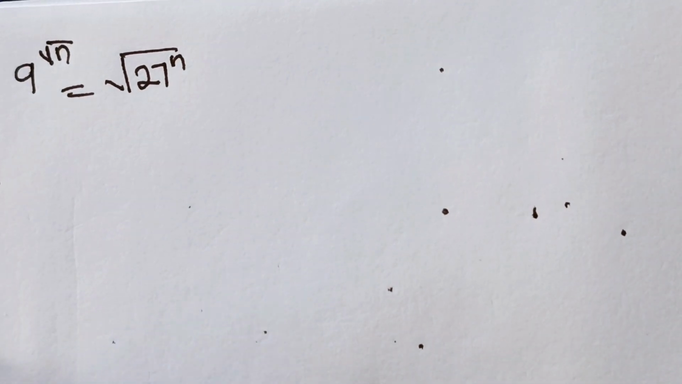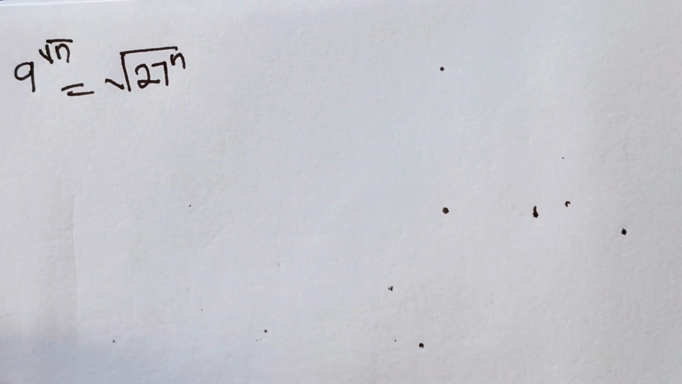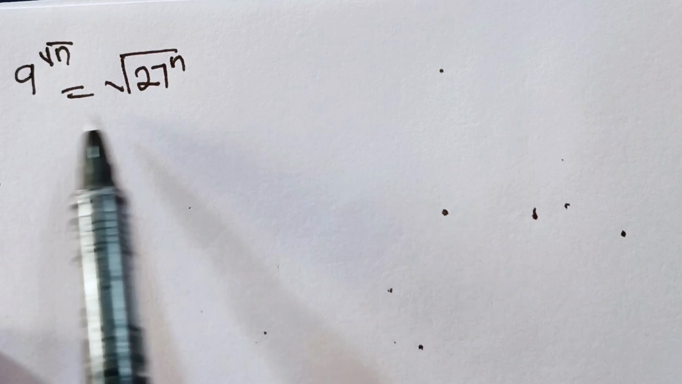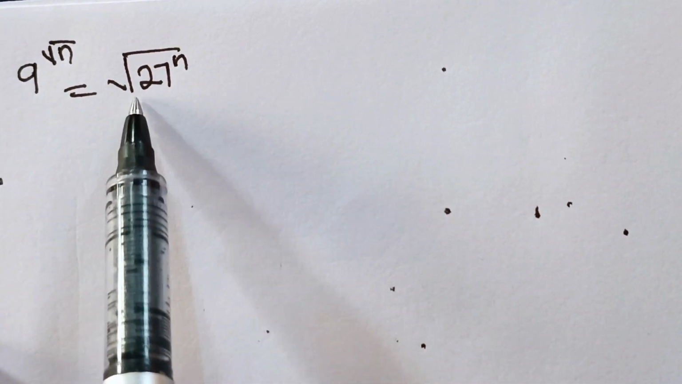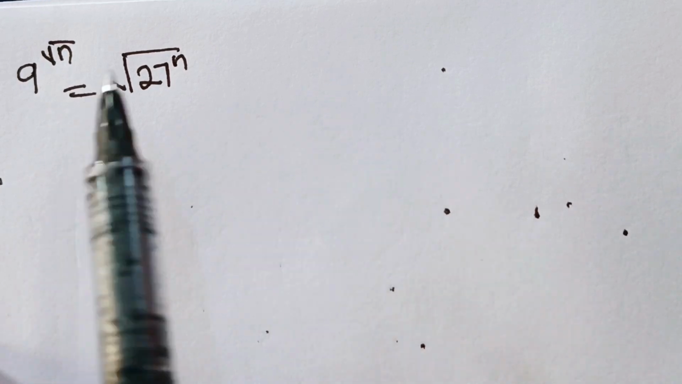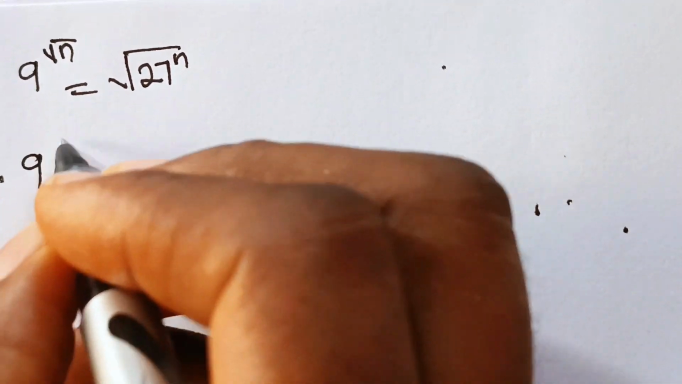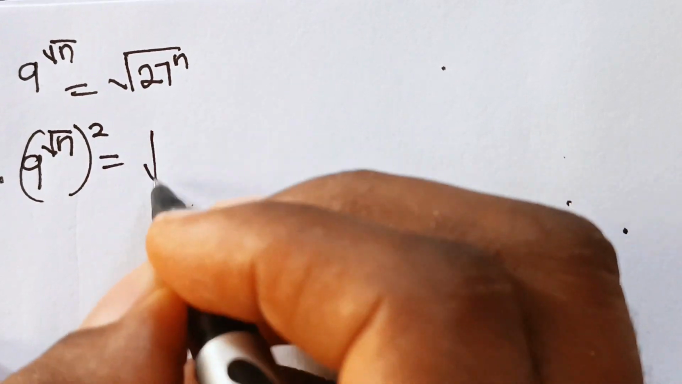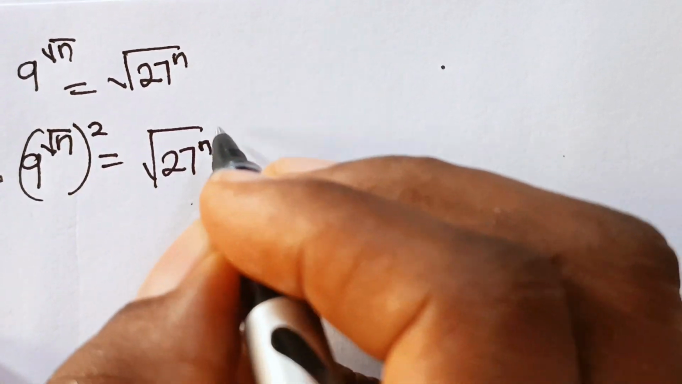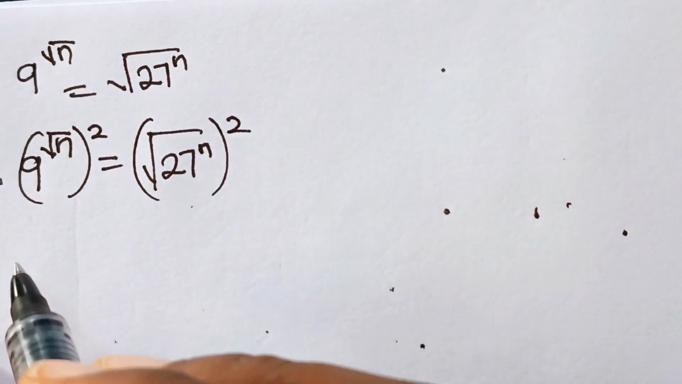Let's solve for the value of n. First, let's square both sides of this equation because my intention is to remove this square root sign, and the only way to do that is to square both sides of this equation. So I will have 9 raised to the power of root n, squared, is equal to square root of 27 to the power of n, squared.